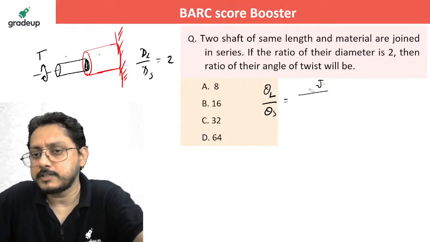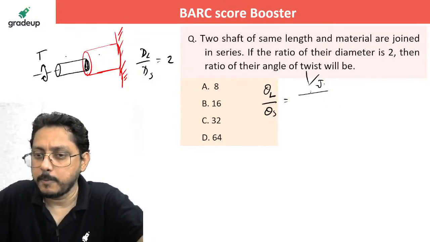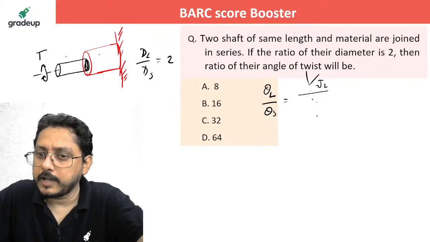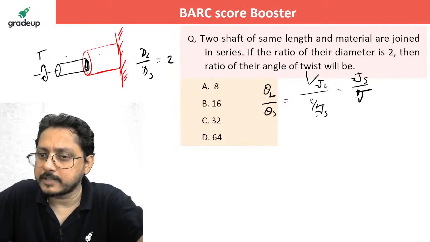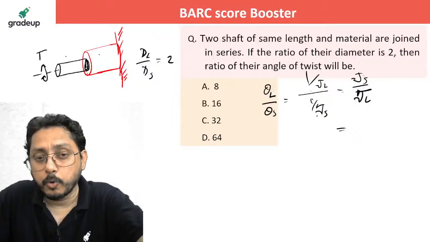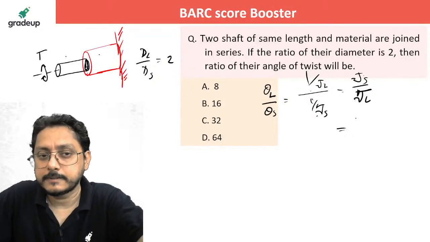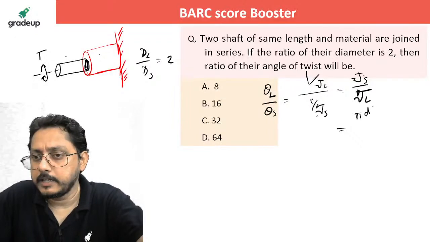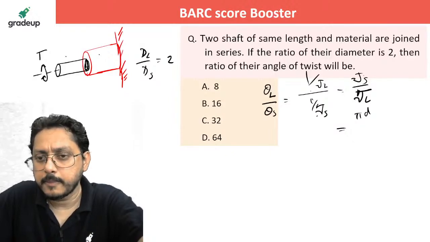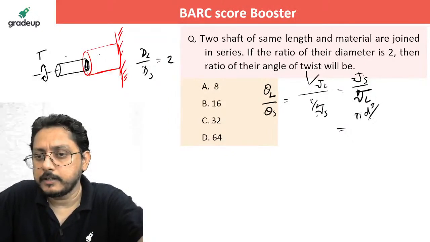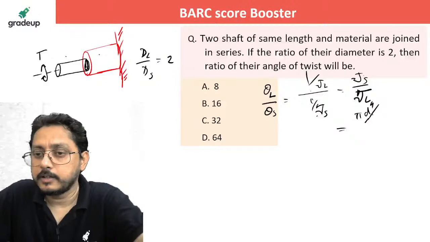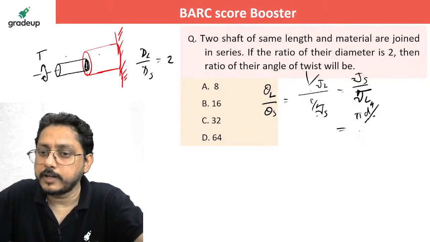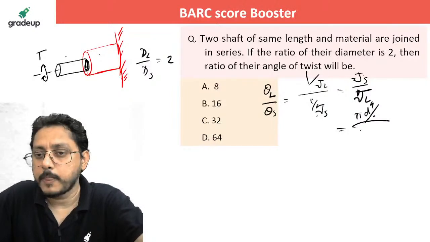So, instead of writing all this directly, I can write 1 by J, since theta is TL by GJ. Then here also 1 by J. So J of the larger, then J of the smaller one, and it will get reversed. So J of the smaller by J of the larger. Am I correct? Now, polar moment of inertia is pi d to the 4 by 32, and the 32 will get cancelled.